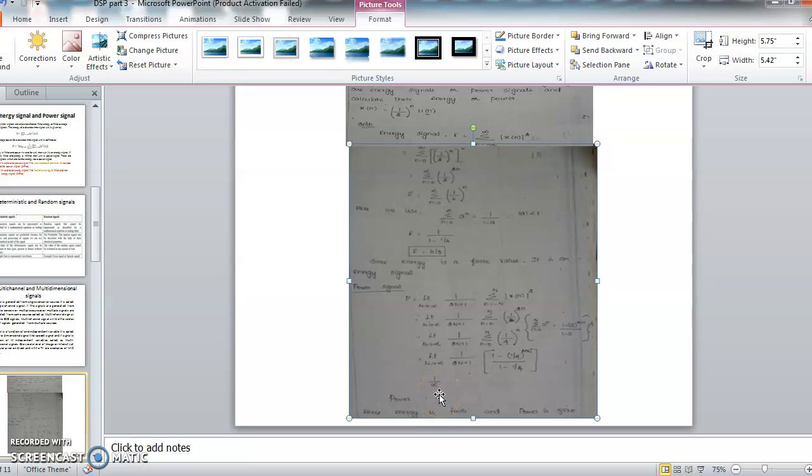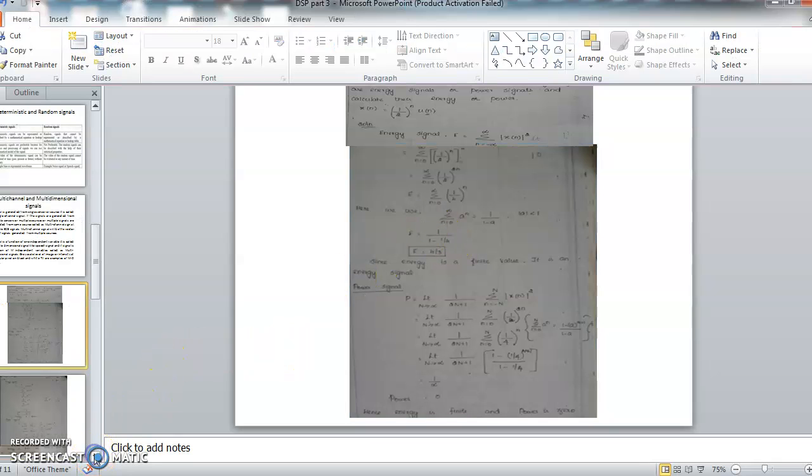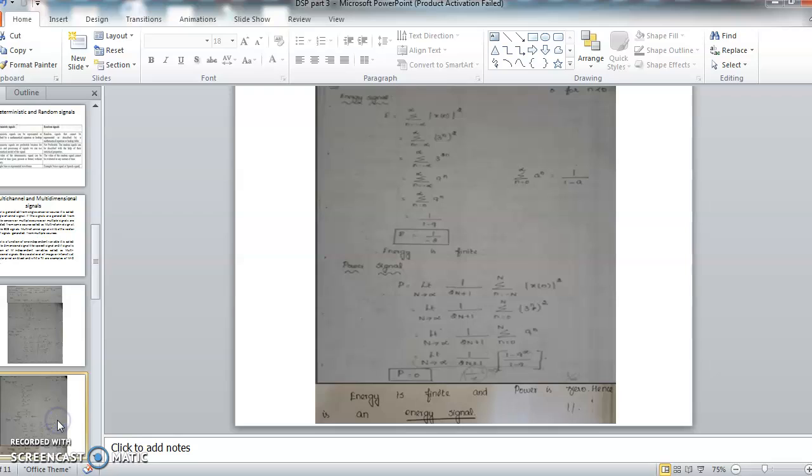So how will you conclude this? E has a finite value, and P has a zero value. So this signal will be an energy signal. Likewise, you have to conclude. This is one of the examples. If you go through the forthcoming problems, you will be able to identify.